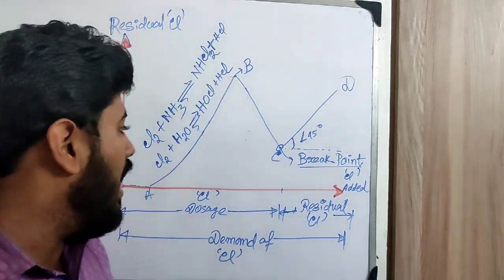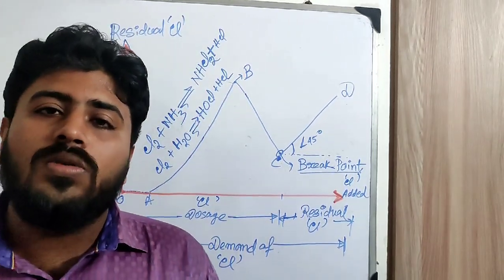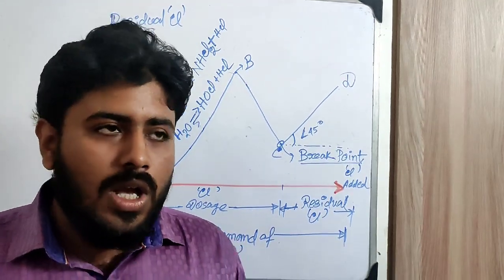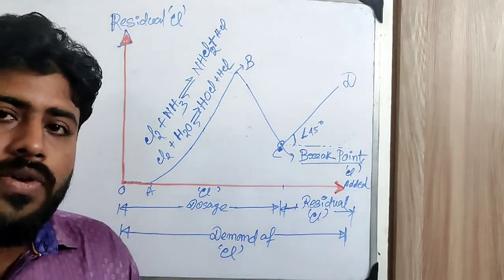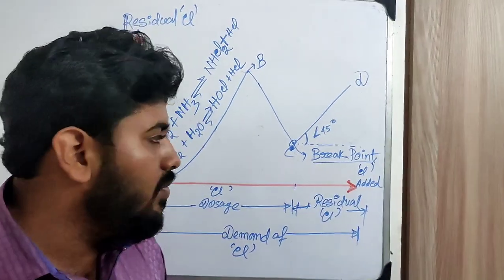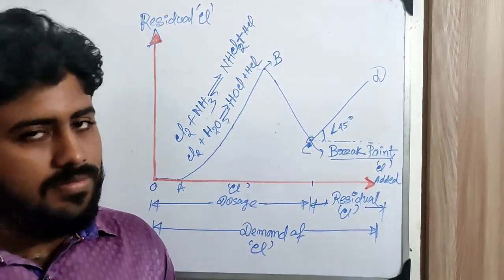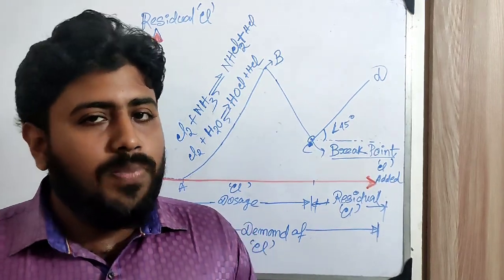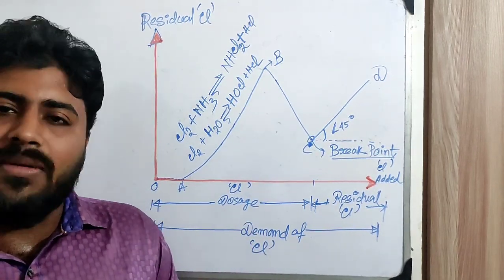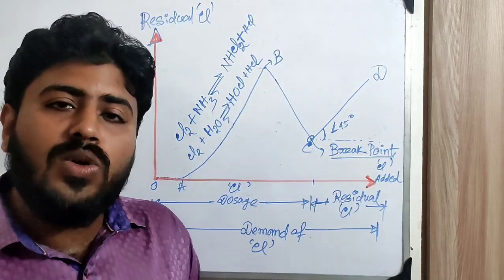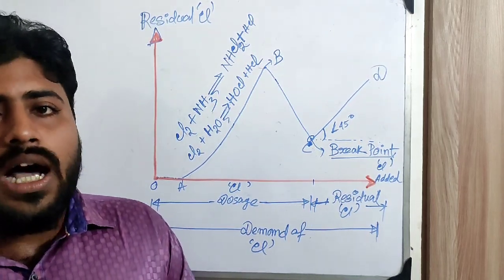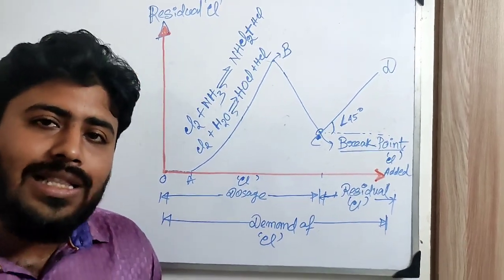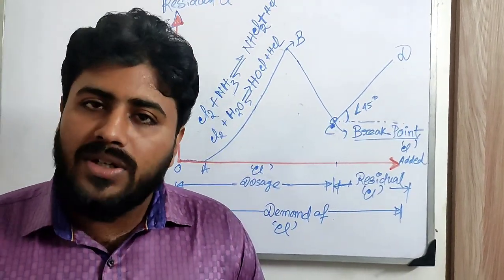So today I am going to explain to you about chlorination or disinfection. Before coming to the graph, I am explaining what chlorination and disinfection are. Chlorination or disinfection is the process of adding chemicals or chlorine to the water to kill the harmful bacteria, or the pathogenic bacteria, present in water.